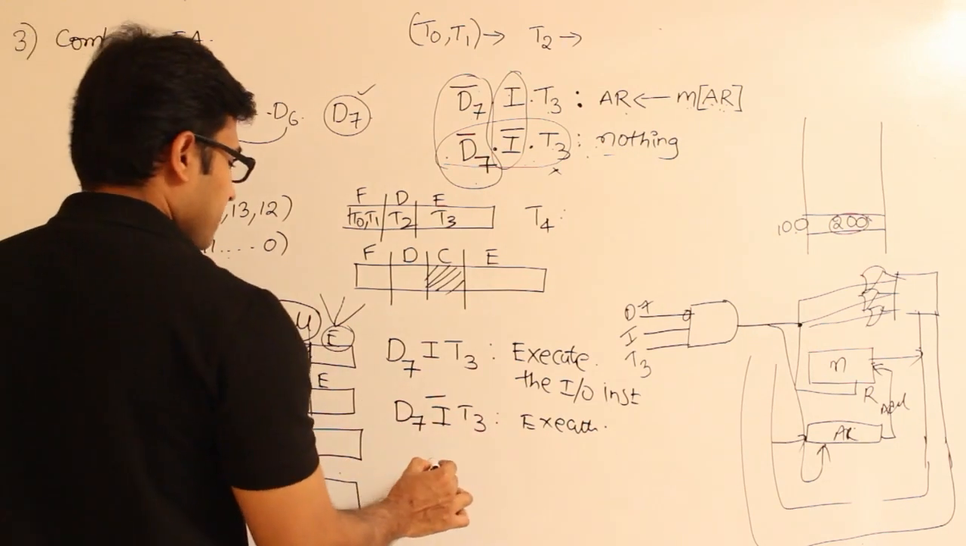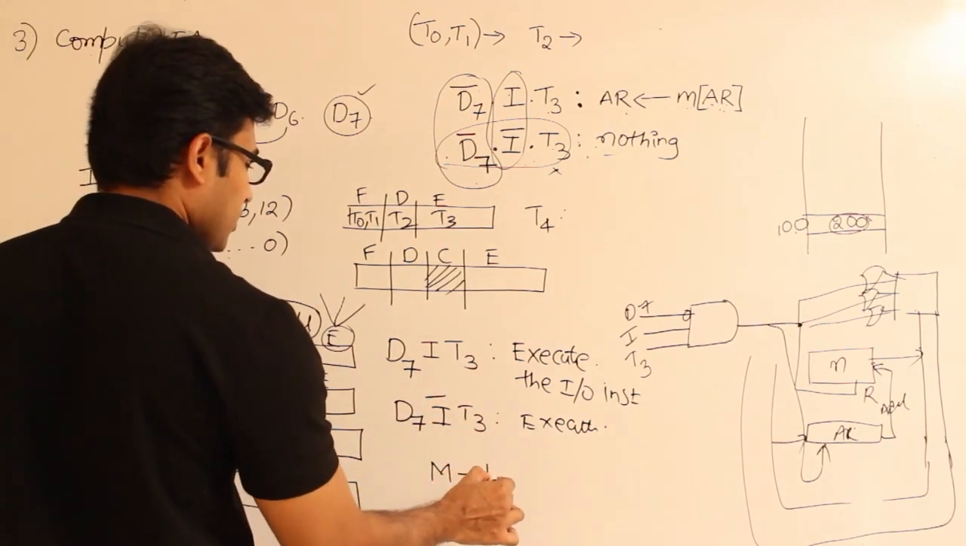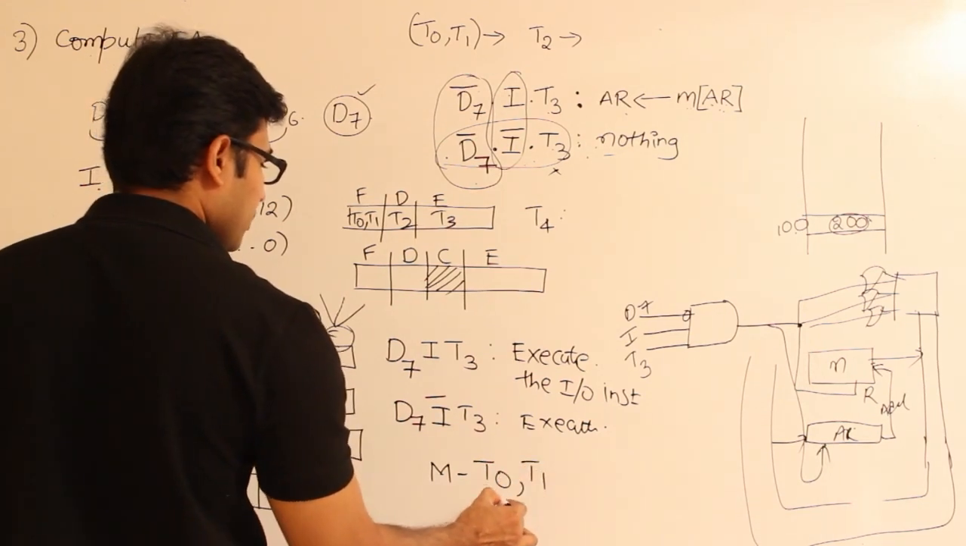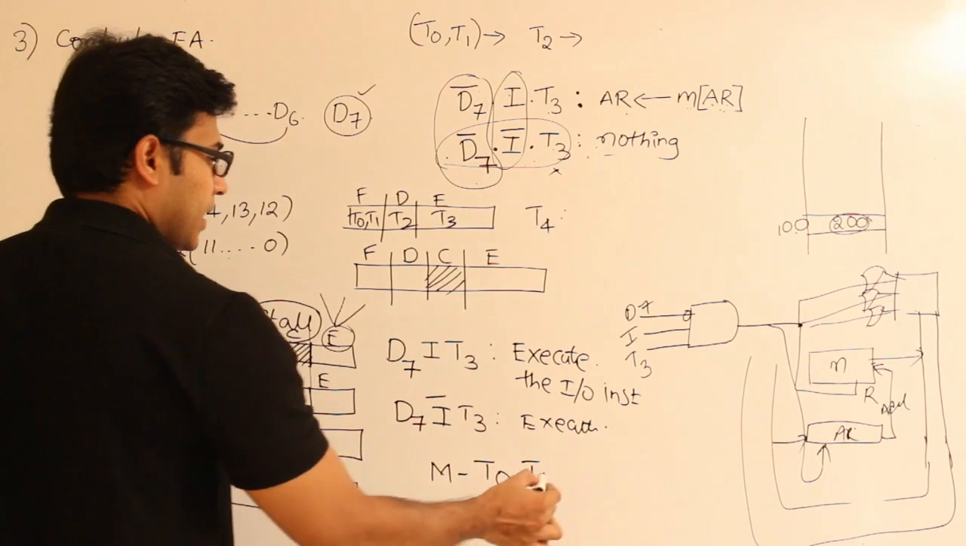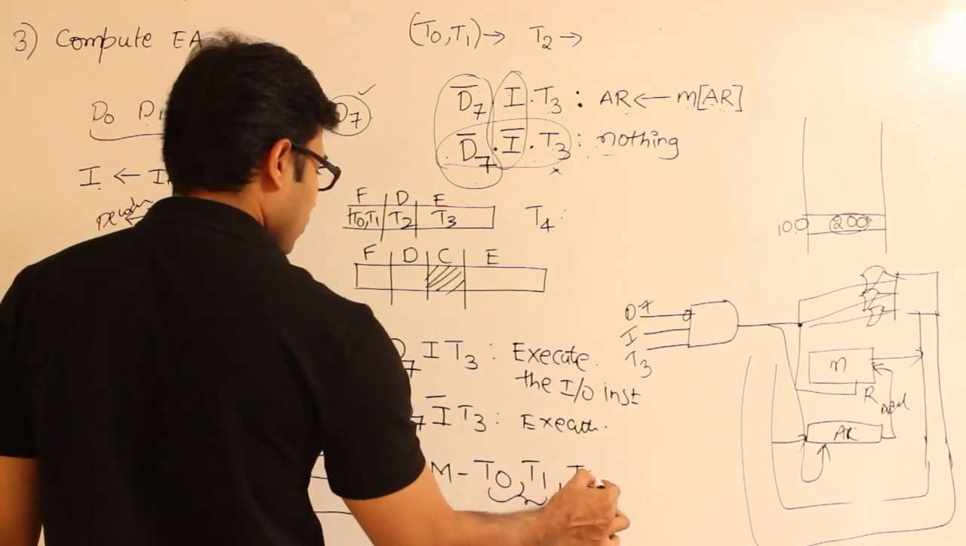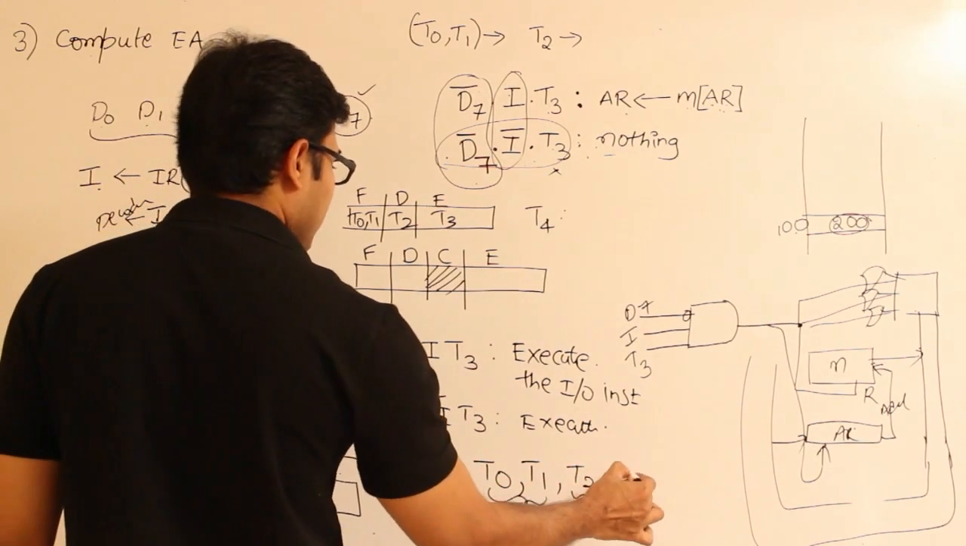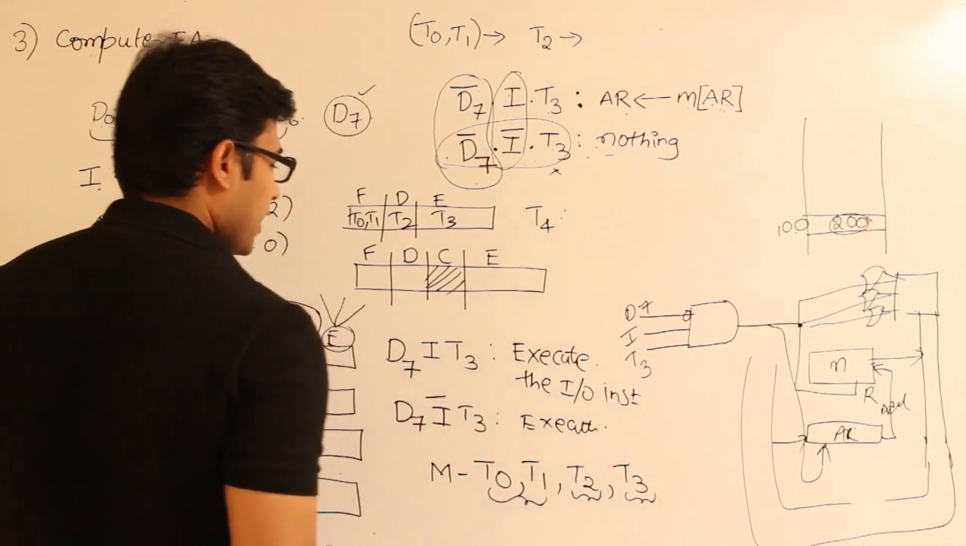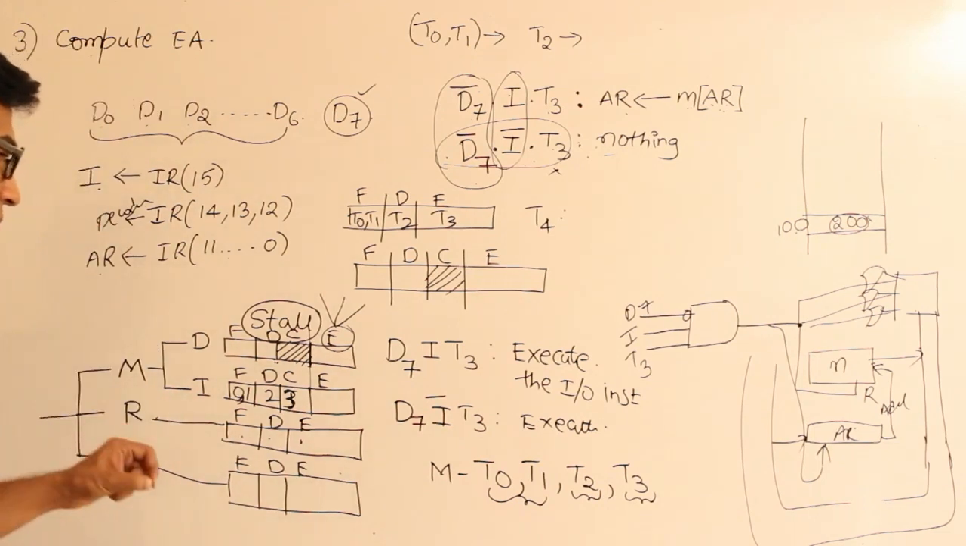So coming to the memory related instructions, we have finished timing signals T0 and T1, right? What did we do here? We fetched the instruction, and then we have finished timing signal T2. What did we do? Decode here. And then we have finished timing signal T3. What did we do? Compute the effective address of the operand.